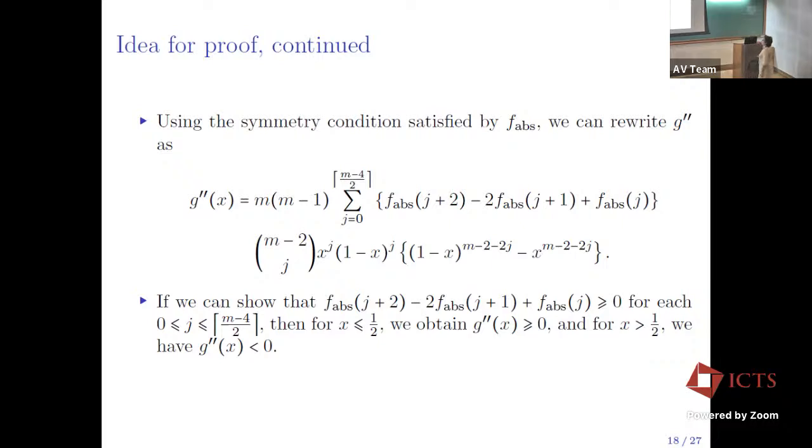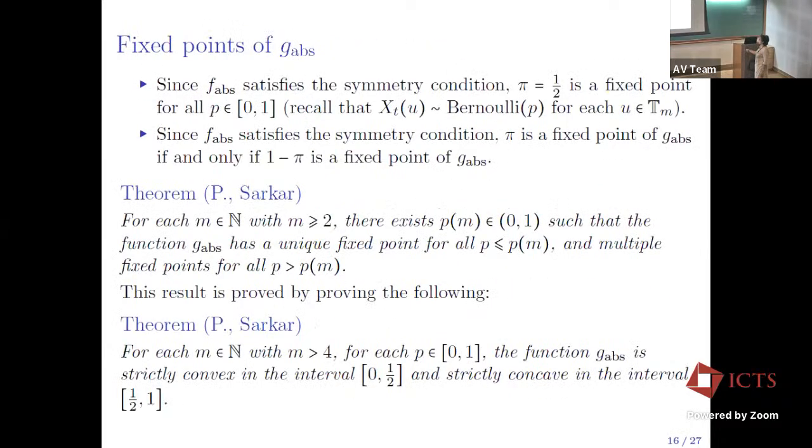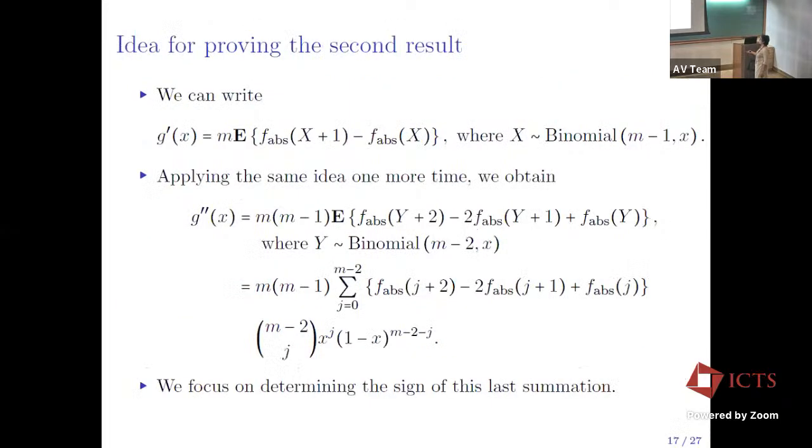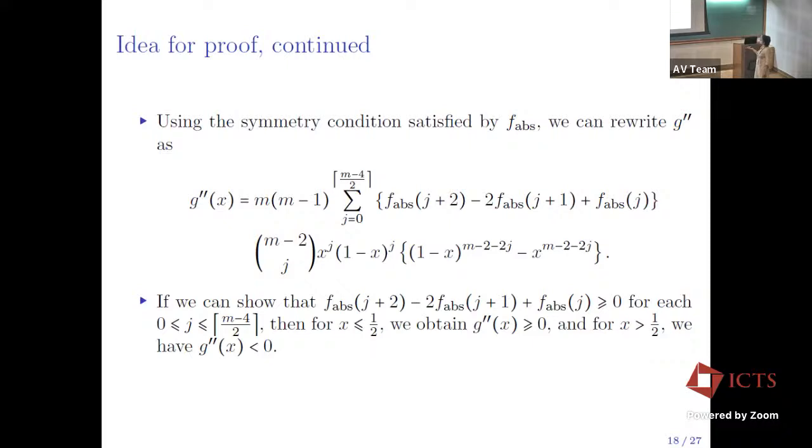Okay, and you can see that if we are able to show that this quantity within the curly braces is greater than or equal to zero, non-negative for every j between zero and this halfway mark, then whenever x is less than or equal to half, this quantity is non-negative. Whereas when x is bigger than half, this will be non-positive. And that's why we will get that g absolute double prime x is at least non-negative for x between 0 and half, and is non-positive for x between half and 1. And that's how we get this result, that it's strictly convex on 0, half, and strictly concave on half, 1. So that's what I try to explain next, how we analyze the sign of this quantity, because trying to do this by brute force was bringing in a lot of complications.